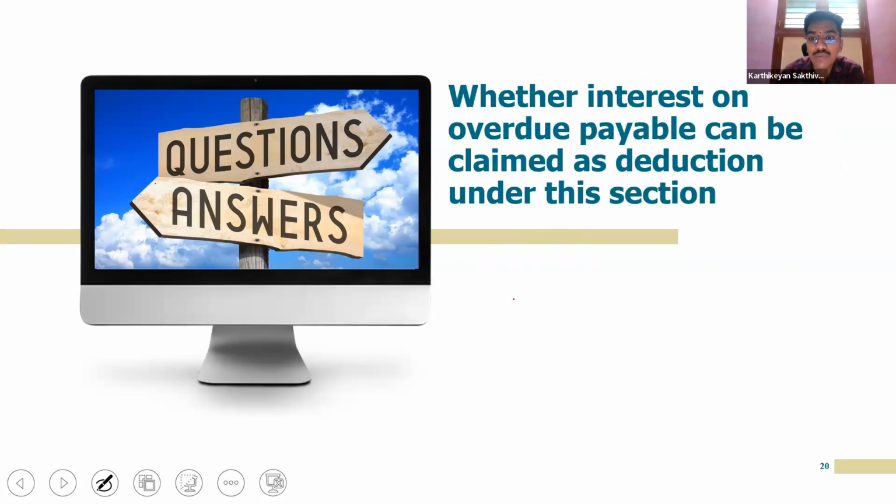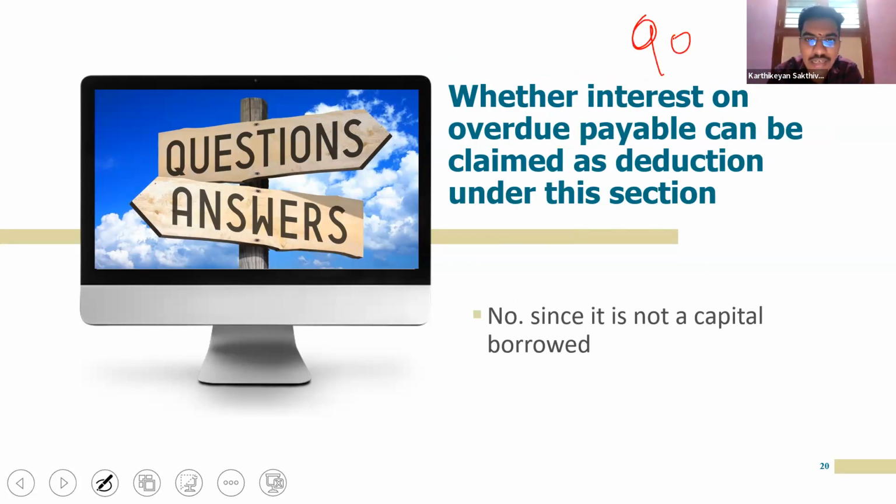Next, whether interest on overdue payable can be claimed as deduction under this section. Overdue payable means there is generally a settlement period, 30 days, 60 days, 90 days. And 90 days is the settlement period for trade liability. So for trade liability, if I am going to settle it after 90 days, for example, if the settlement date is 90 days, then from the 91st day they will start to charge the interest.